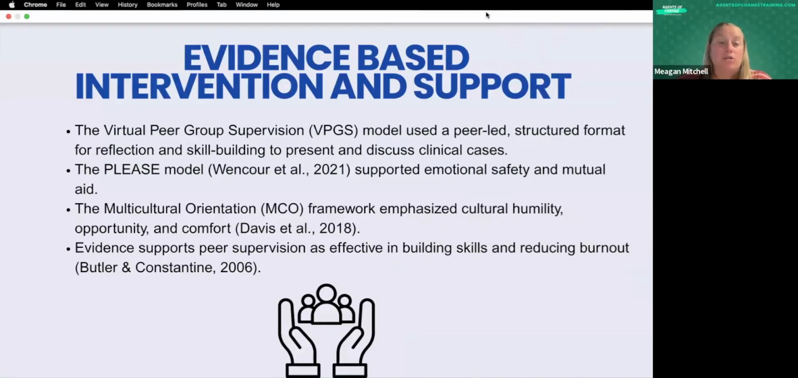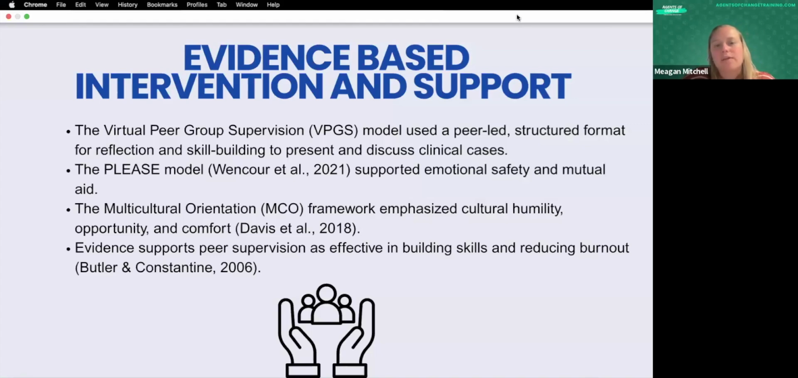We worked from the multicultural orientation framework. And what we talked about a lot with that was cultural humility. It talks about being humble in our interactions with clients, and cultural opportunities. So, were there ever opportunities where we could approach something with a client and we didn't? And then this is a big one. How comfortable did we feel talking about these things? It's going to be different for everyone, and it's going to vary based on a lot of different things. So, would you feel comfortable having some of these discussions with clients?